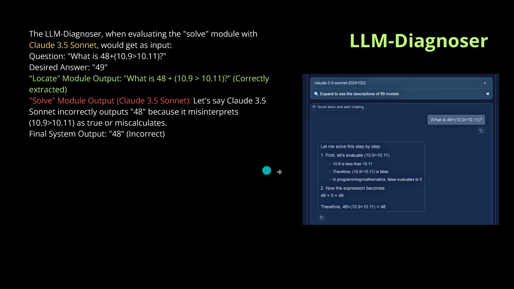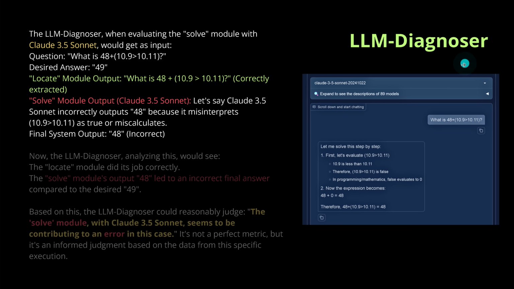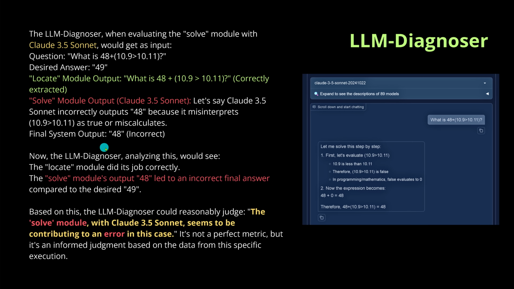I know you're not gonna believe this, so I just went there and said, okay, Claude 3.5 Sonnet, the latest version, what is exactly this expression? And it's 48. So this is incorrect. Now what happens? The LLM Diagnoser analyzing this would see that the locate module did the job correctly. It took my prompt and it understood exactly here that it has to solve this particular task. Now the solve module outputs 48. This leads here to an incorrect mathematical verifiable final answer because it should be 49.